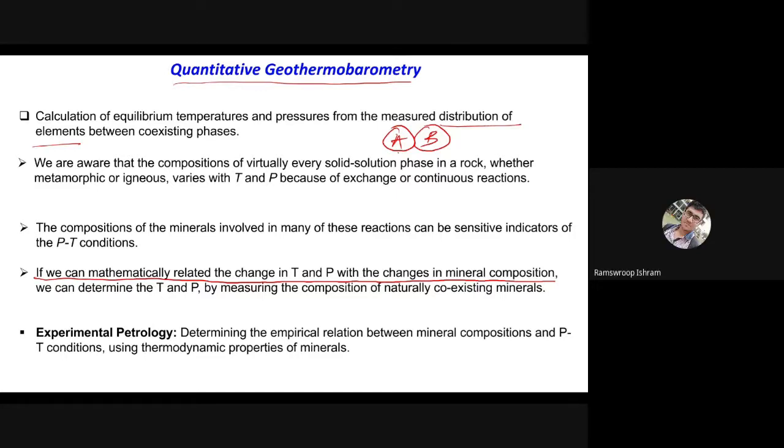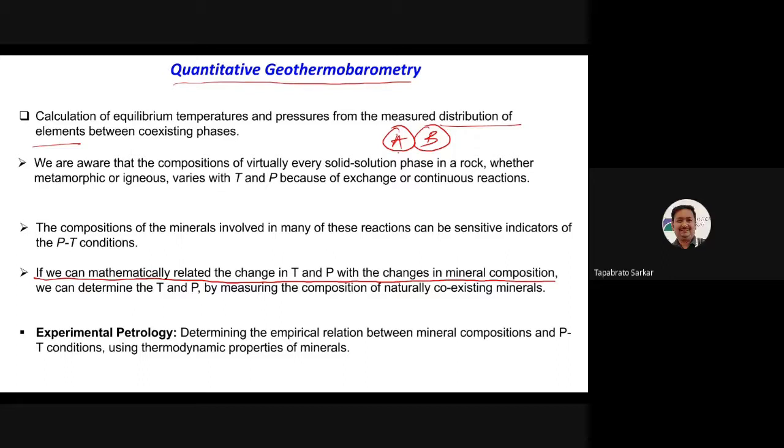Sir, in the last line, by the mineral composition, we can correlate the temperature or pressure. You mean that?